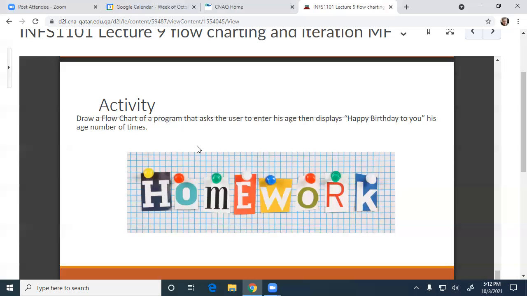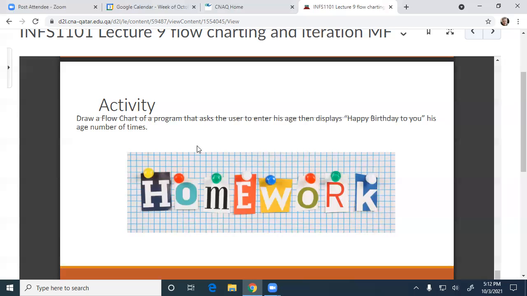Okay, so let's test it with a couple of numbers. Somebody comes in and their age is 5. Get the age, 5. Get the counter. So we've got our age and our counter. Age is 5, counter 0. Is counter bigger than the age? No, so we go here. We print happy birthday once.